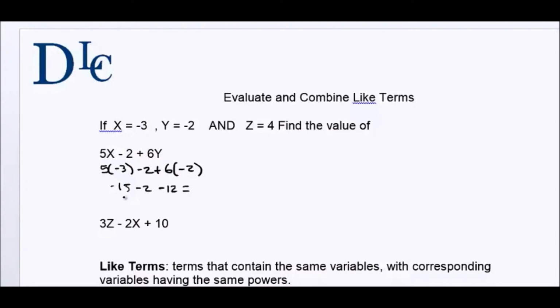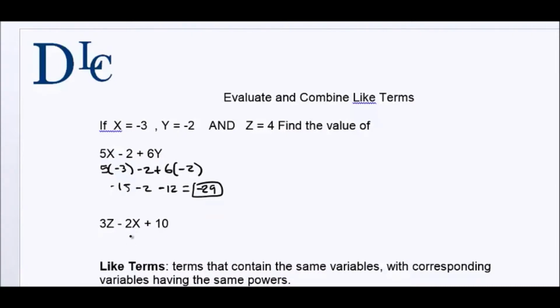Then you could simplify. So these are all negative. So you owe 15, you owe 2, and you owe $12. So altogether you're going to owe, so this is negative 15 minus 2, which is negative 17. Negative 17 minus, if you owe another 10, that's 27. Add 2, that's 29. So you have negative 29. That is your final answer.